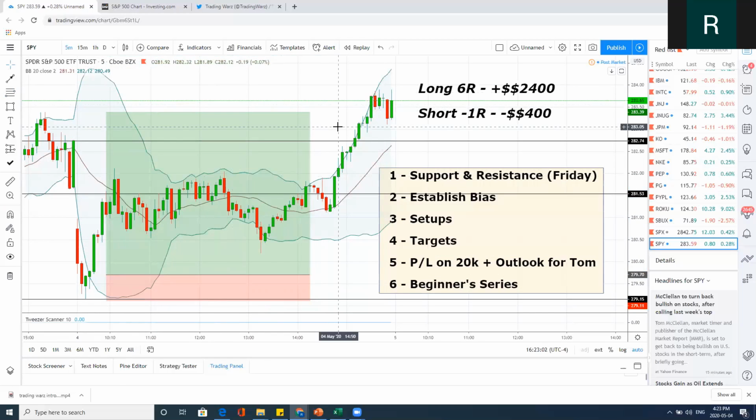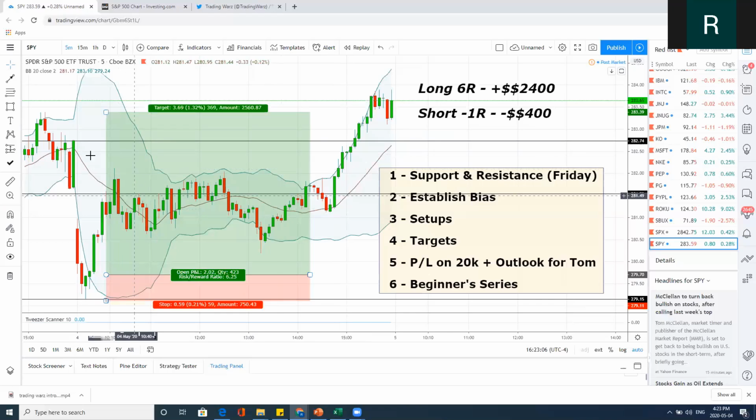But if your bias was wrong today and you were short, you definitely would have lost. A lot of short players played this gap and played this double top and had to take a loser today. And that's okay, guys. Some days you're going to lose. Some days you're going to win. But at the end of the week, like I show each and every week, you still come up with a positive expectancy and a positive P&L.